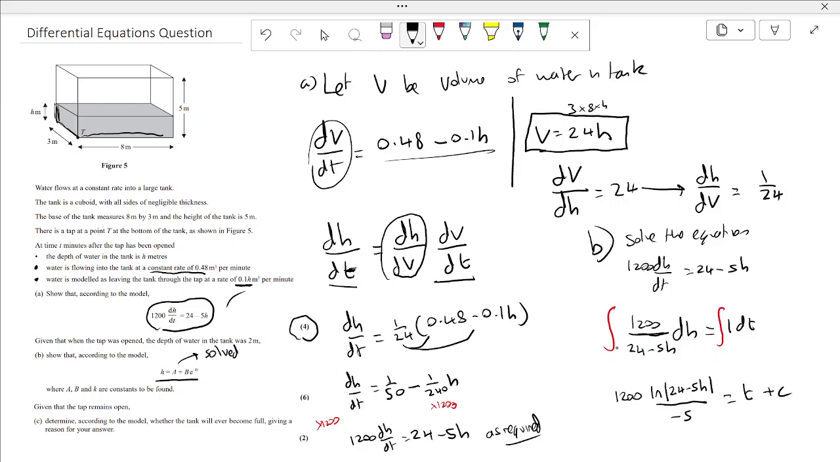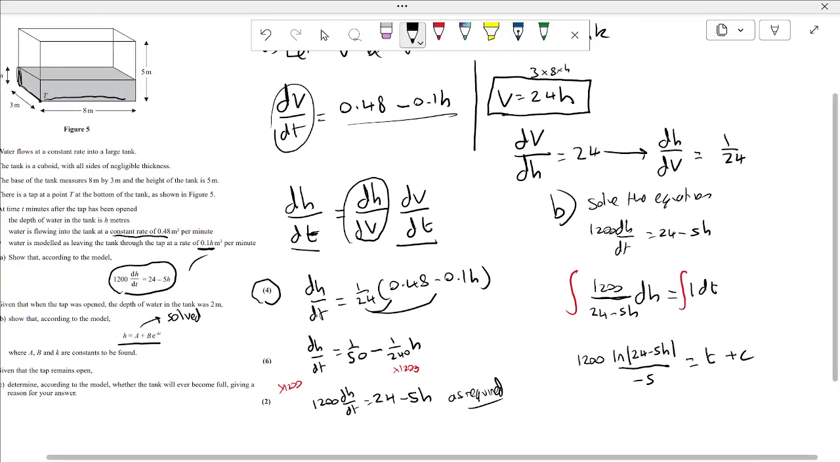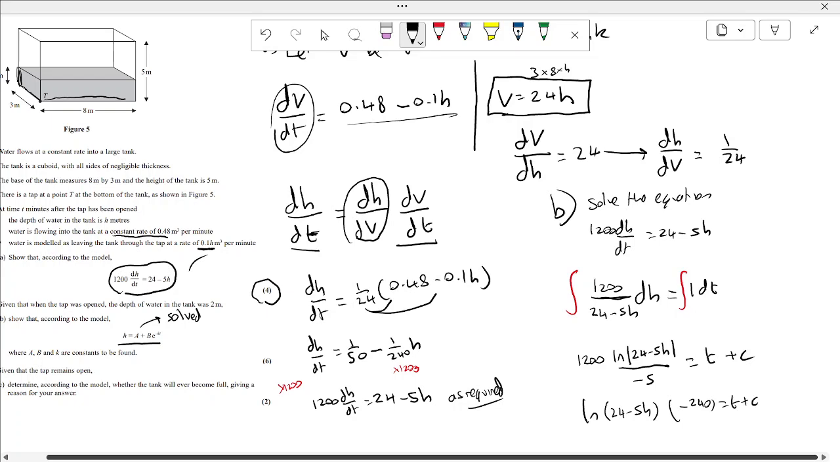Like I said last time, in these differential equation questions, you will often just not really worry about the absolute value. If h was 5, it would be kind of an issue, because when h is 5, we do have to use that. We get ln negative 1. We're just going to happily ignore them and just deal with the question. Okay, so ln of 24 minus 5h times 1200 over negative 5, which is negative 240, equals t plus c.